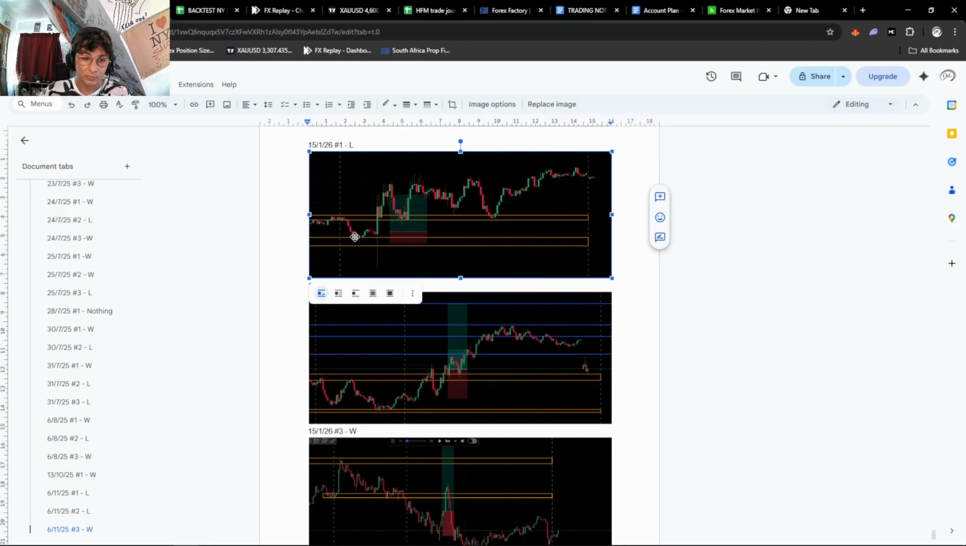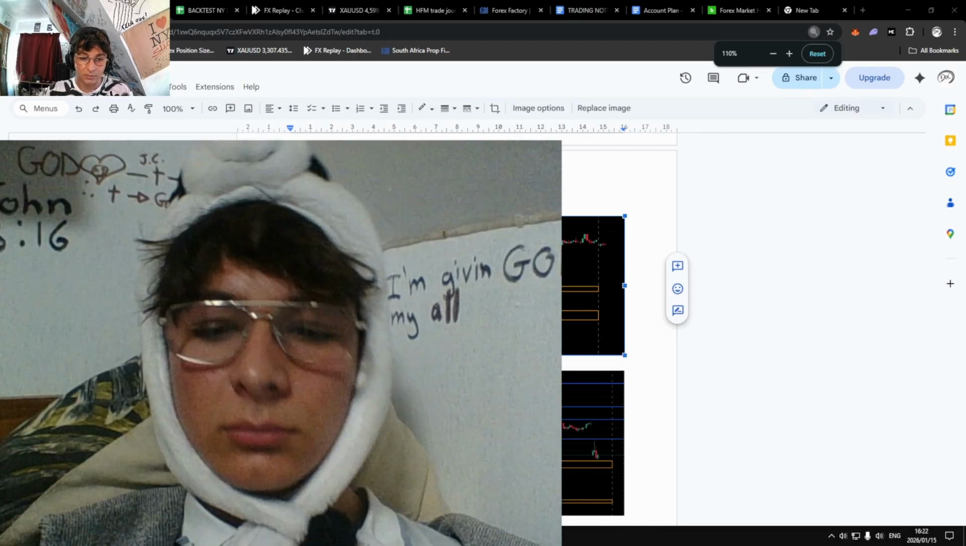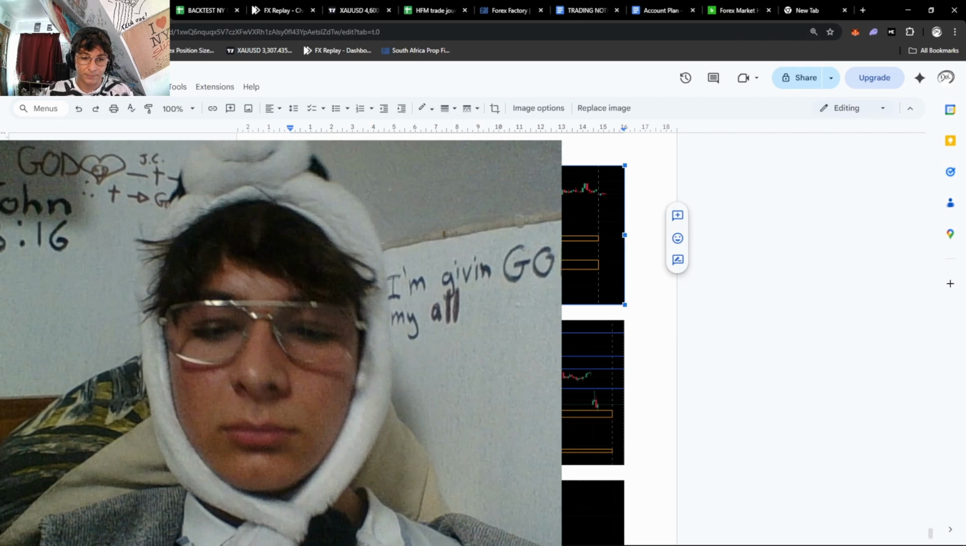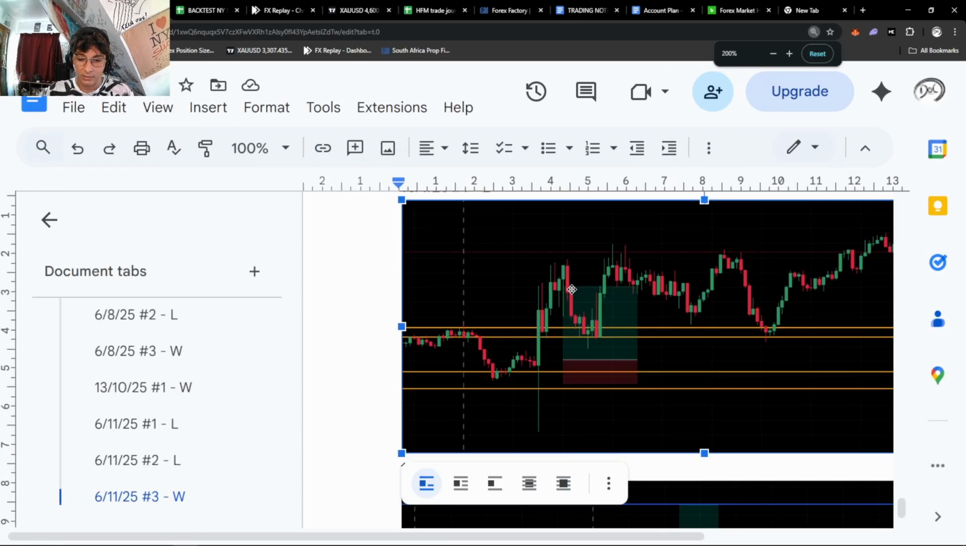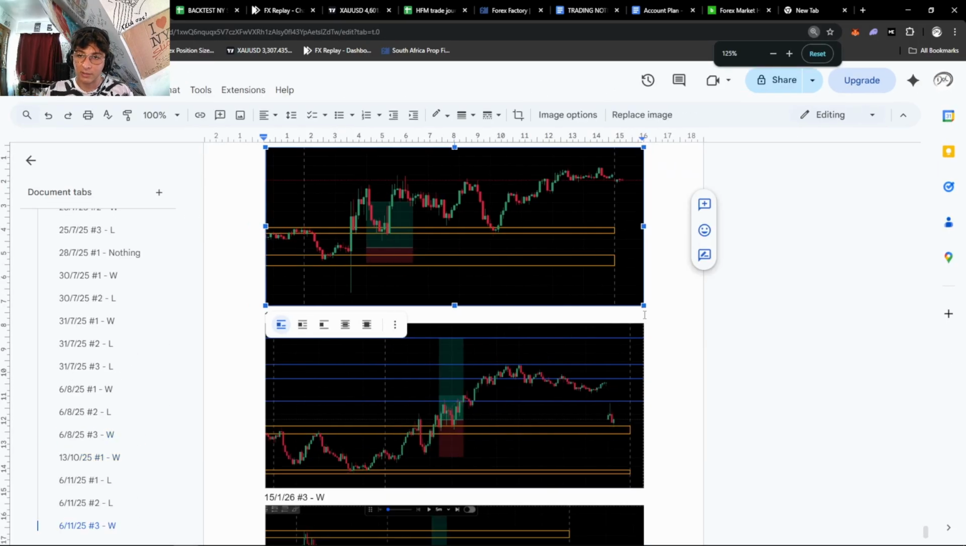How we entered off of these lows being interacted with, and as you can see, this huge candle right here is the news candle. It swept us and then price moved higher to our targets.